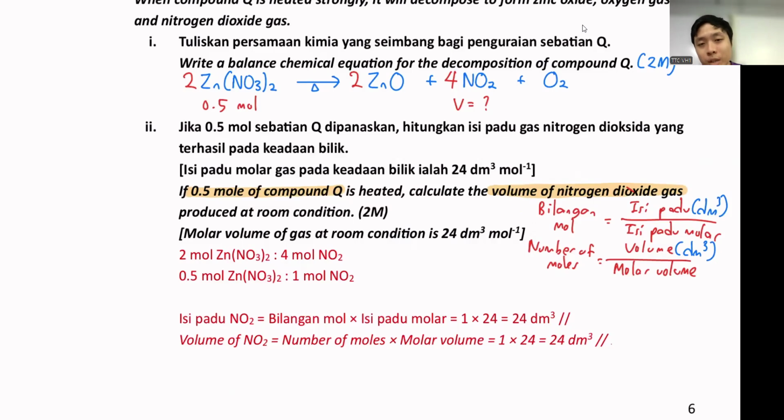If you want to change to cm cube, then you can multiply by 1000, since 1 dm cube equals 1000 cm cube. So you can multiply by 1000, you will get 24,000. Either answer is accepted, but if they didn't tell you to change, normally you don't change. No need to be so troublesome. It's just that the answer scheme accepts either one.